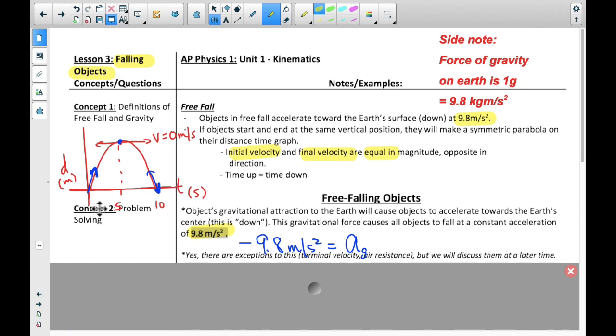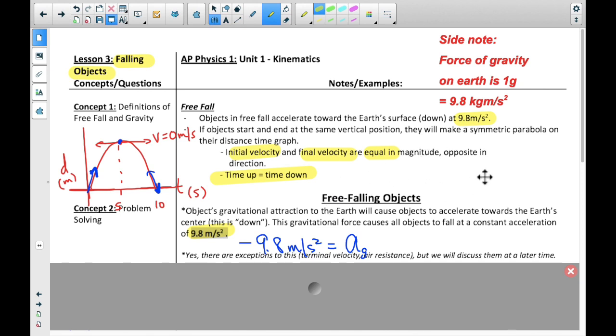That means if you throw something upward with a certain velocity, when it lands, it will have that same velocity. In addition, because the graph is symmetrical, the amount of time it takes to go up will be the same as the amount of time it takes to go down.